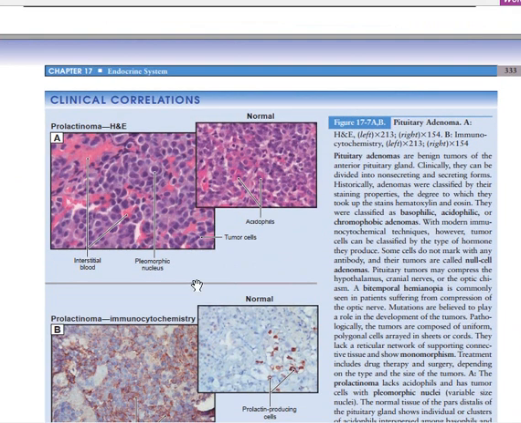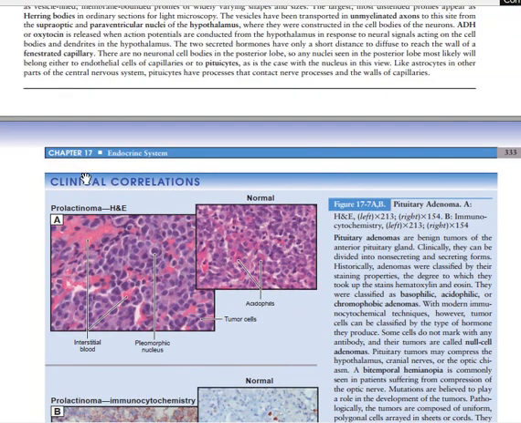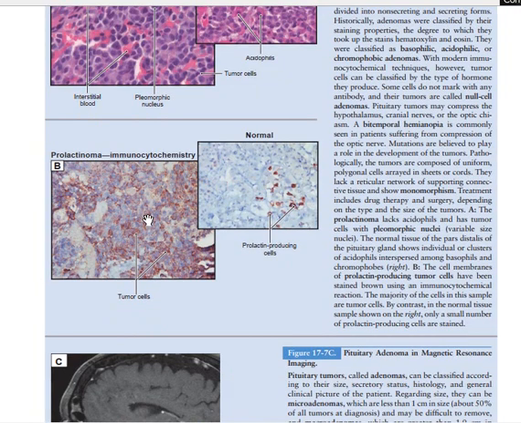Is it clear? Now the clinical correlation of the pituitary gland is a pituitary adenoma, and a pituitary adenoma is a benign tumor of the anterior pituitary gland. Is it clear? So in the histologic section of this benign tumor of the anterior pituitary gland, what are you going to visualize? You're going to visualize pleomorphic nuclei of the cells. Is it clear? That is a prolactinoma with the hematoxylin and eosin stain. But now when you use immunocytochemistry, you're going to visualize tumor cells which are prolactin producing.